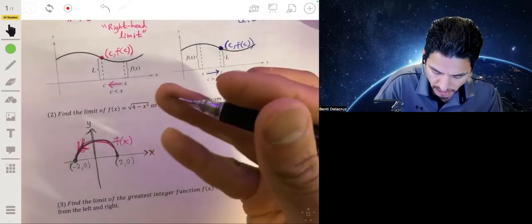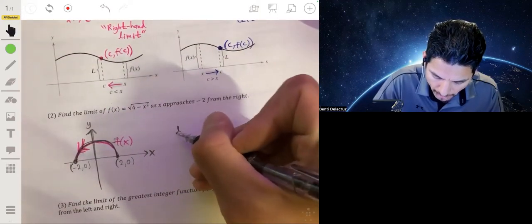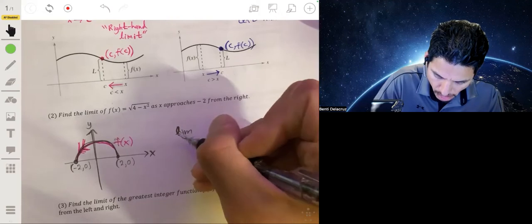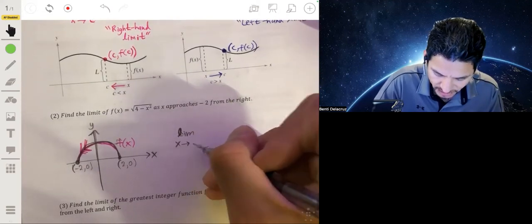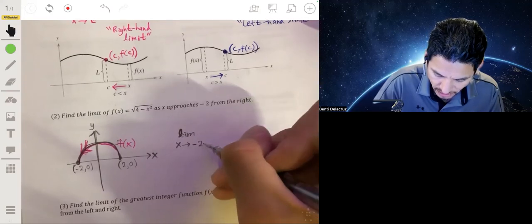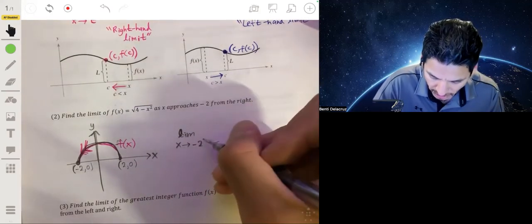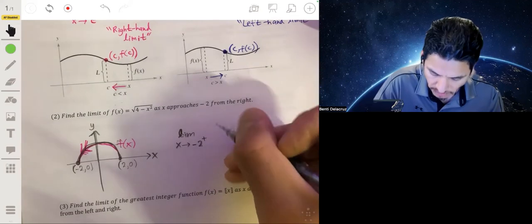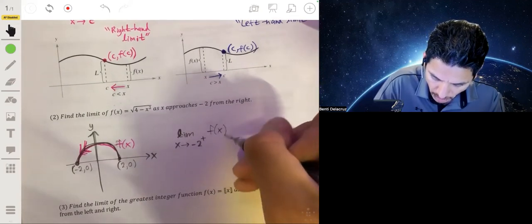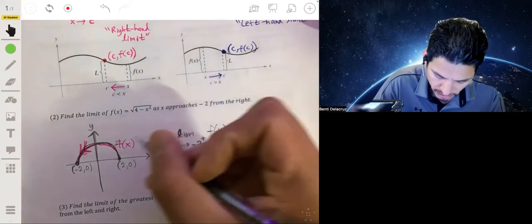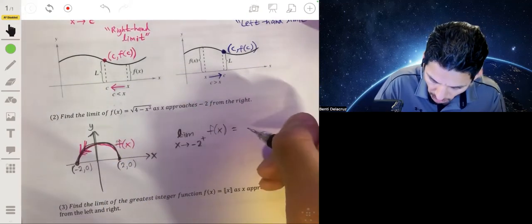So we say the limit as x approaches -2 from the right side, so from the positive side, of f of x is equal to 0. That value there is 0.